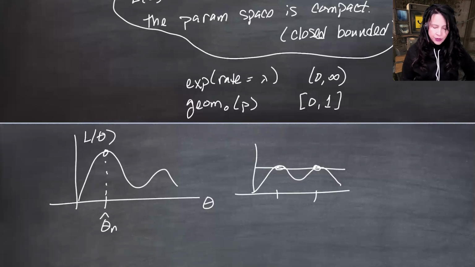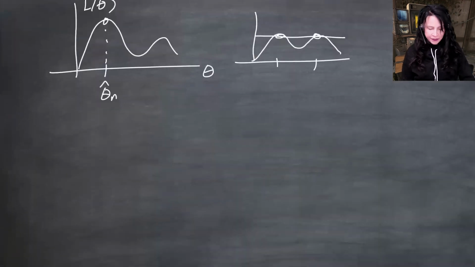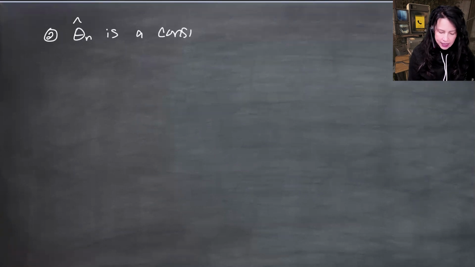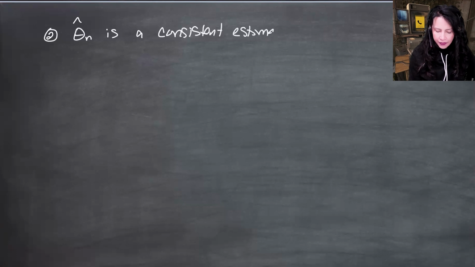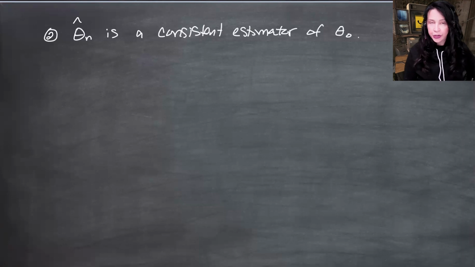Okay, so let's go on to something we will prove. And that is property 2 in our list. And I believe these are out of order, I'm sorry, but I believe that we said that theta n hat is a consistent estimator of that unknown parameter, theta naught, that generated the data, i.e., this is a convergence in probability statement.